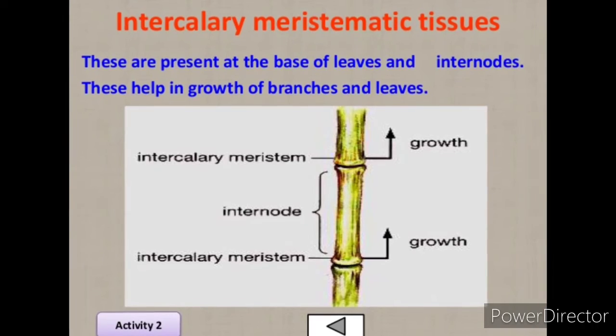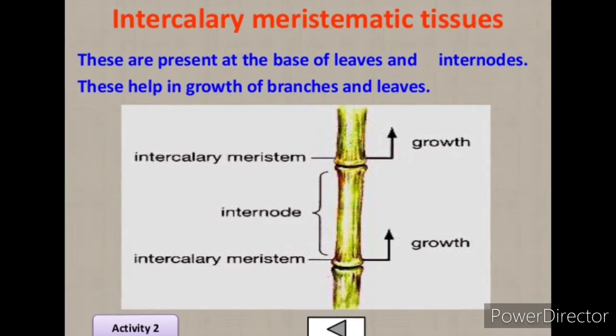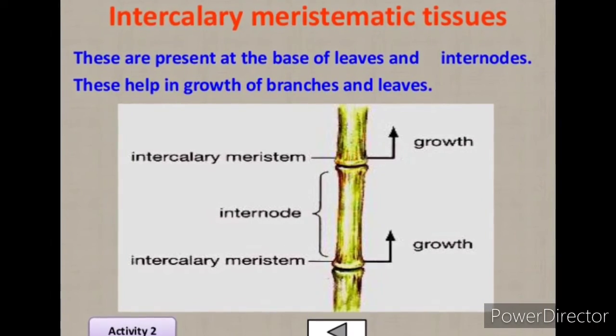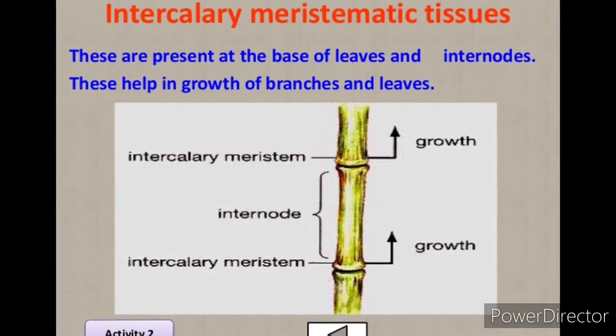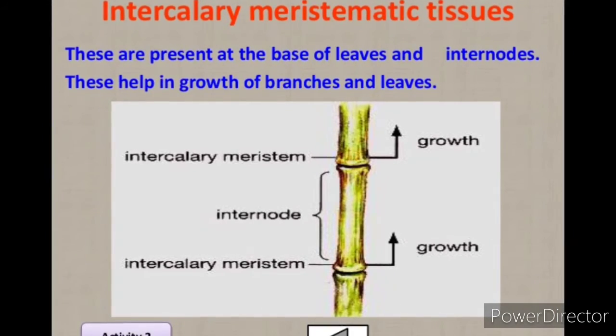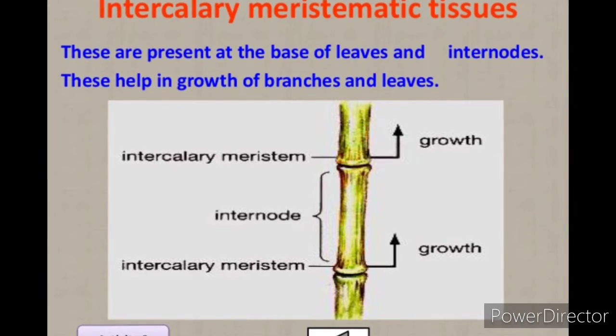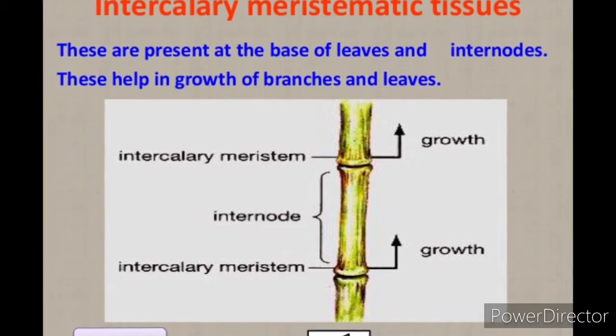Intercalary meristematic tissue. These are present at the base of leaves and internodes. These help in the growth of branches and leaves. Intercalary meristematic tissues will help the plant grow lushly.